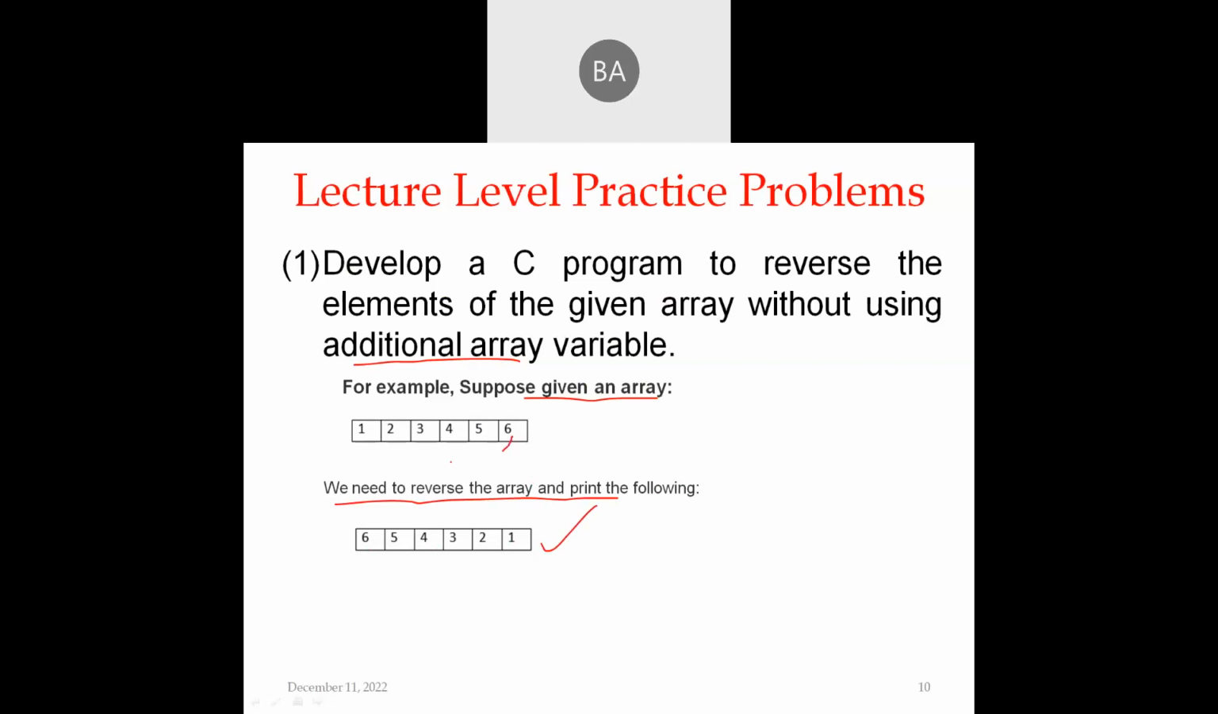So this and this should be interchanged. This element, and 2 and 5, have to be interchanged. And this should be interchanged as well. This is how we perform what we call swapping, the reversing of the array, and printing of these values.